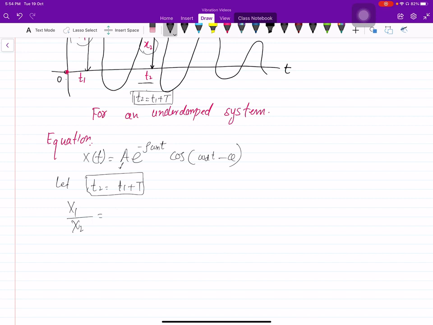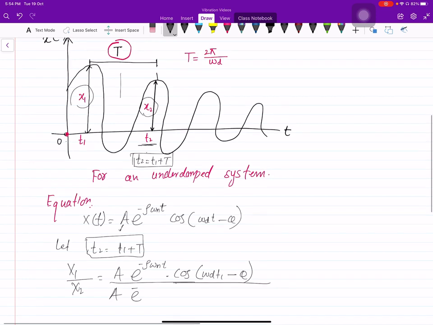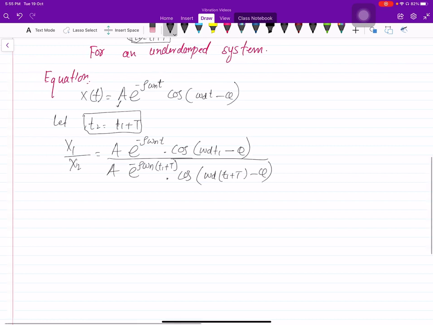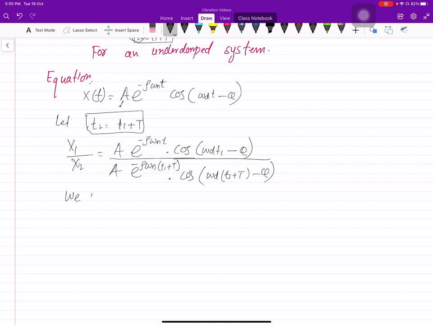If we want to divide, we have to write down the entire equations again. For x1 we have t1, and for x2 we have t2, where t2 is equal to t1 plus T, the capital T. So we have the cosine term with t1, and for x2 the cosine term with t1 plus T minus theta. Basically, we are going to calculate this for one cycle.